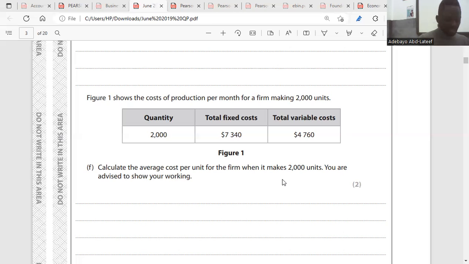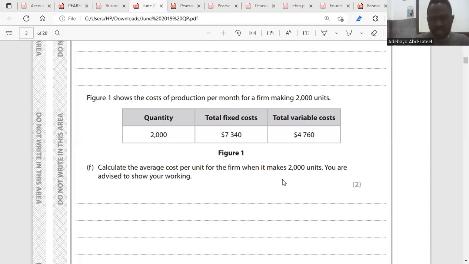So how do we get our TC? Our FC is 7,340 plus VC is 4,760. The total gives us 12,100. So that is our total cost. Then we go back to the question. The question says we should find the average cost. To get the average cost now, we check the units produced. The unit is 2,000. So we have AC, which is TC divided by output. Then 12,100 divided by 2,000. So we get 6.05. Is it clear, please? Or should I repeat it? Yeah, I should repeat, okay.